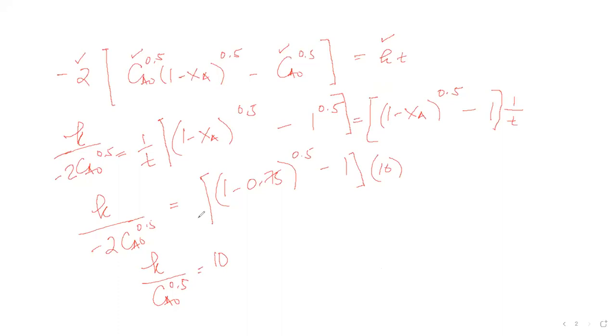Then for the new required information, I will have here a new one. You will have a K over CaO raised to 0.5. I will still have a negative 2 here. I will still have a 1 minus XA raised to 0.5. And I will have here 1 raised to 0.5 because this is our formula on the other side. This expression, by the way, should be divided by T.